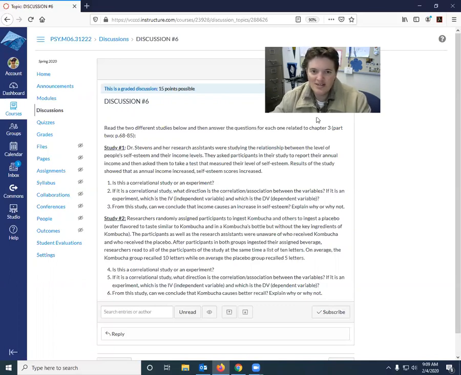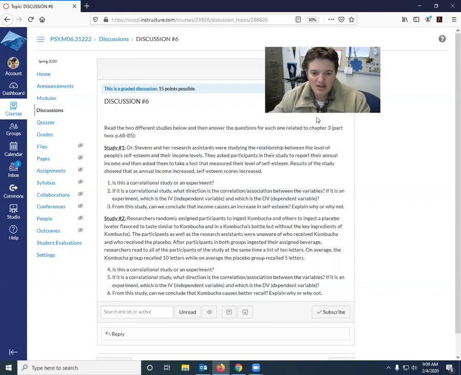So question 1, is this a correlational study or is it an experiment? Number 2, if it is a correlational study, I want you to tell me what direction is the correlation or association between the two variables. If it's an experiment, which one is the independent variable or IV, and which one is the DV or dependent variable? And number 3, from the study, can we conclude that income causes an increase in self-esteem, and explain why or why not? Study number 2.